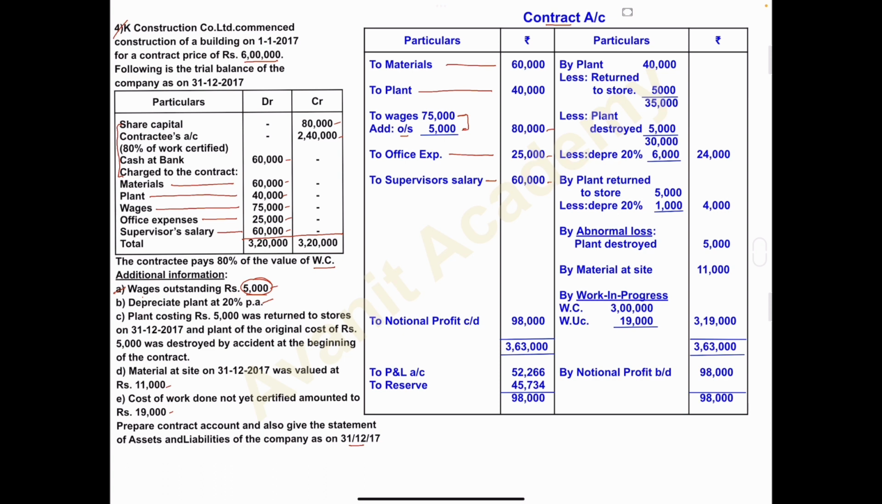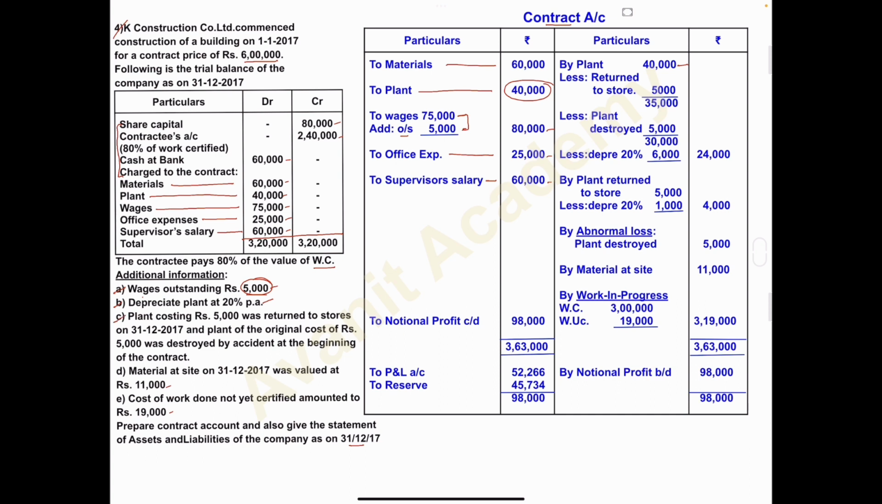Okay. So see the additional information. Point B, depreciate plant at 20% per annum. So on plant, we have to calculate the depreciation at 20% per annum. So on the credit side, we'll write by plant. So what is the original value of plant? 40,000. By plant, 40,000.